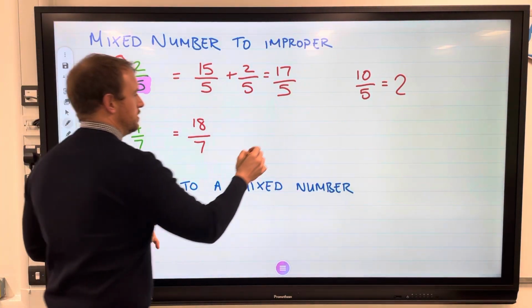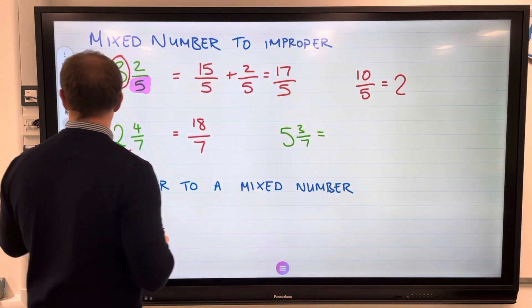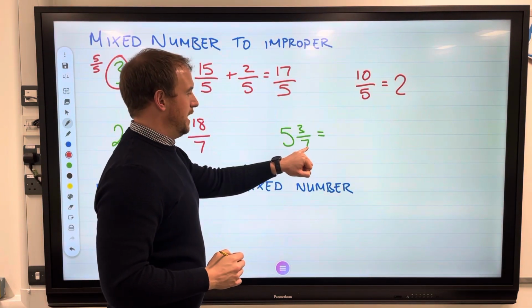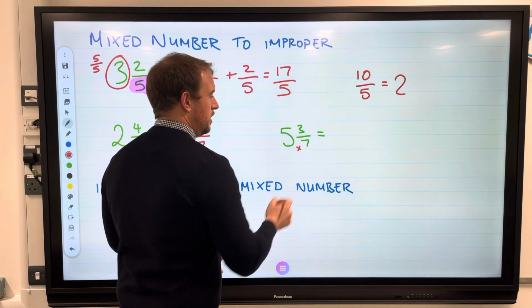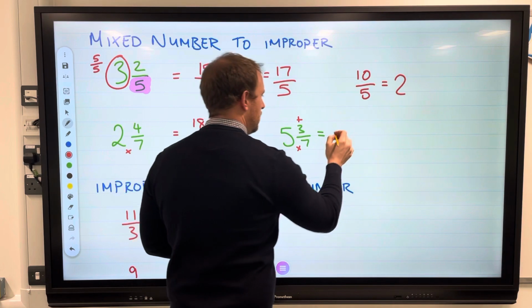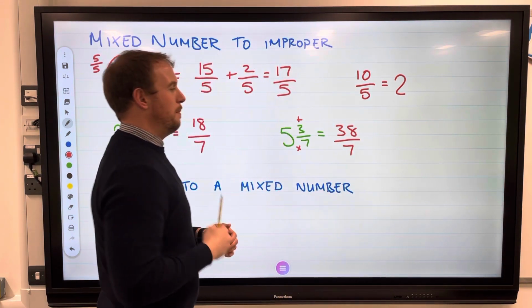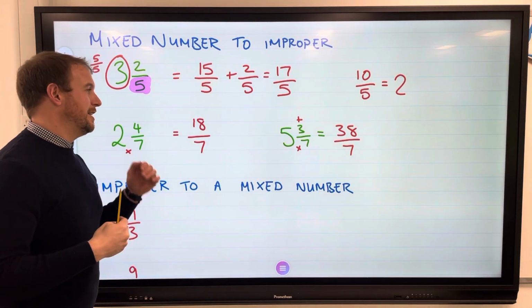I'll do another one of those. If I had 5 3/7, 5 times 7 is 35. Add the 3, 38 over 7. Bottom number, or denominator, stays the same.